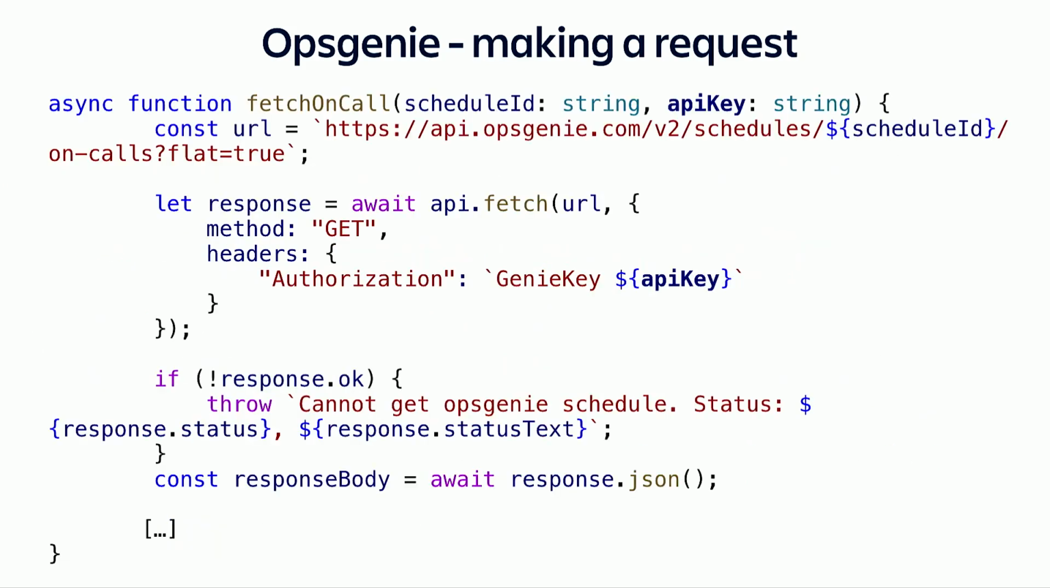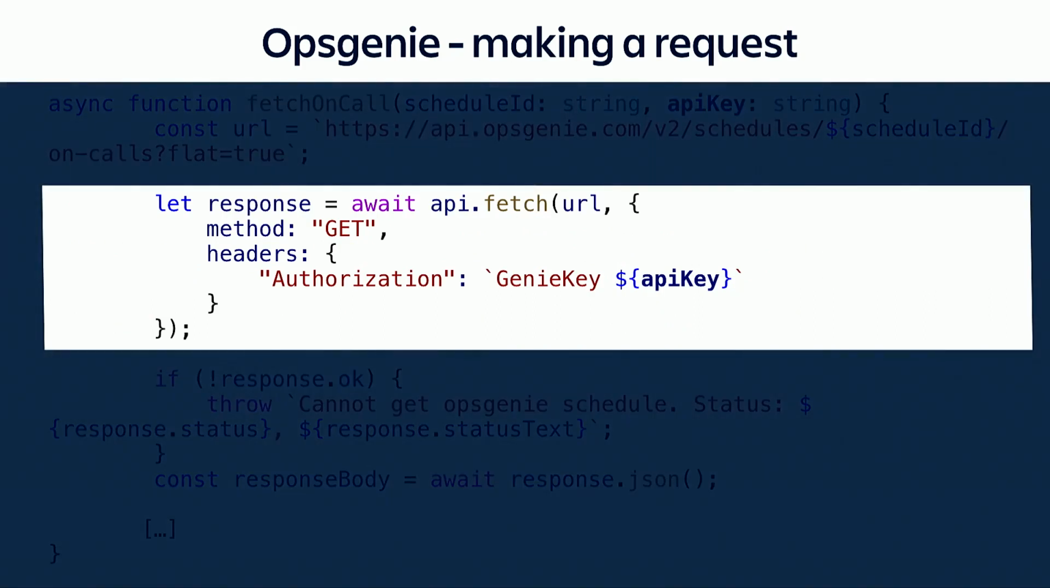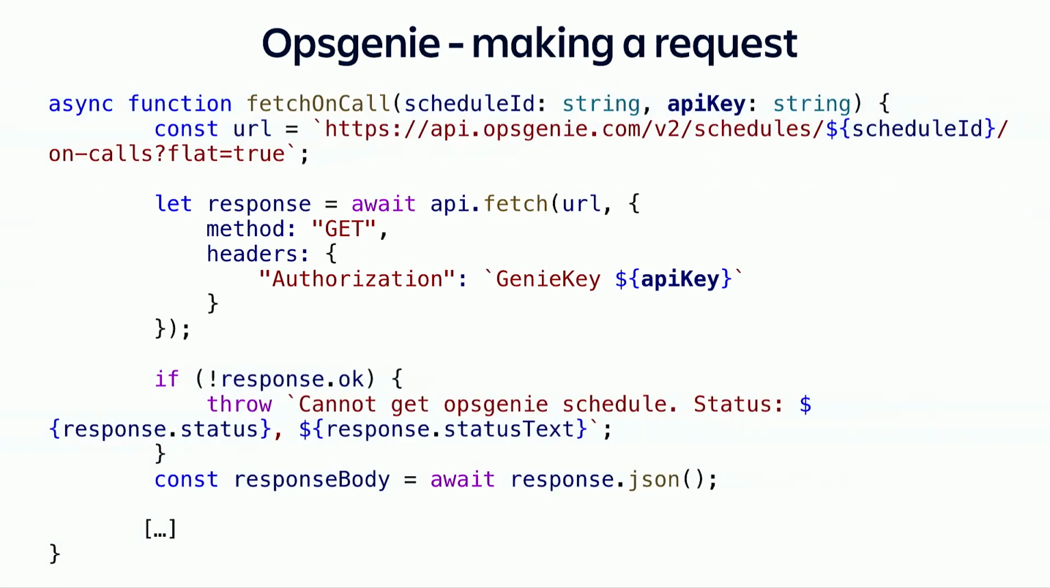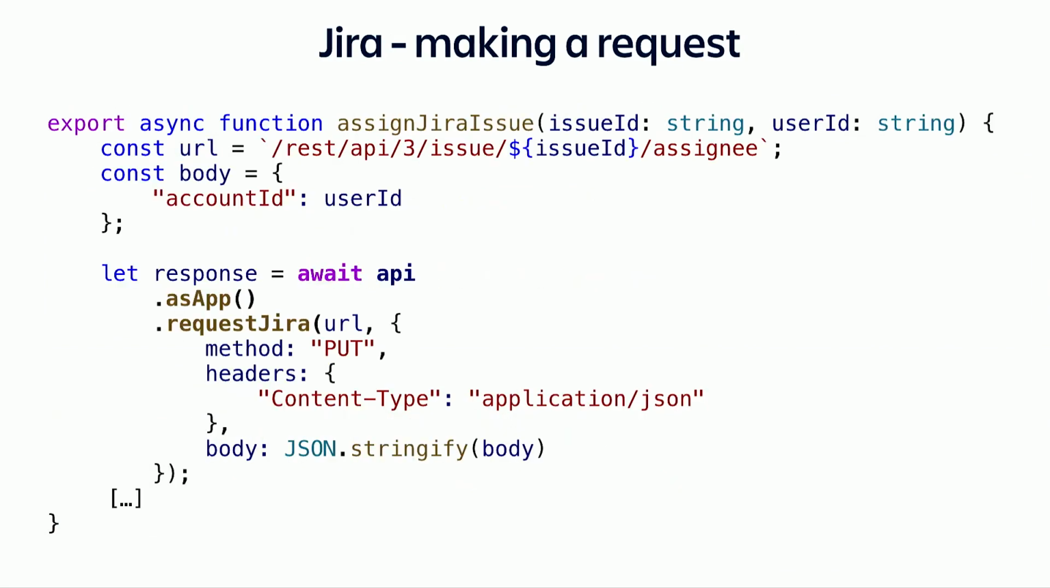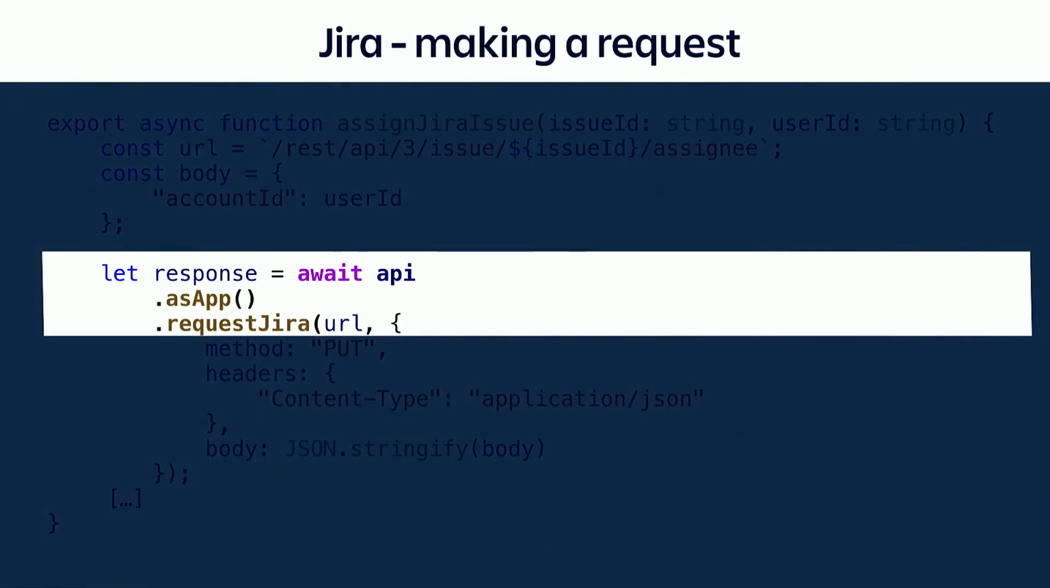And this is the implementation of that. We're just going to use api.fetch, which is a standard fetch method, also available in the browser. And we're going to put this authorization header to authenticate our request. And then it's just a matter of parsing the response and extracting the proper email. Making a request to Jira is simpler because we don't have to do any authentication. We can just call the API directly using api.asApp. And this will authenticate our request as the current app user.